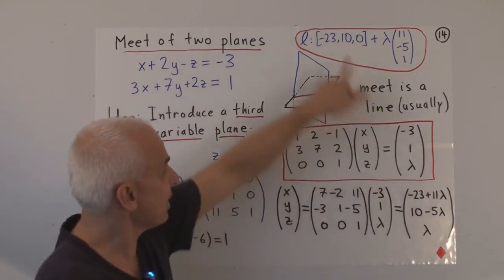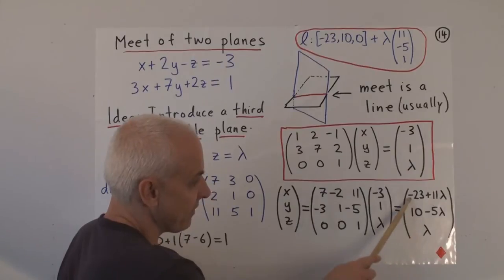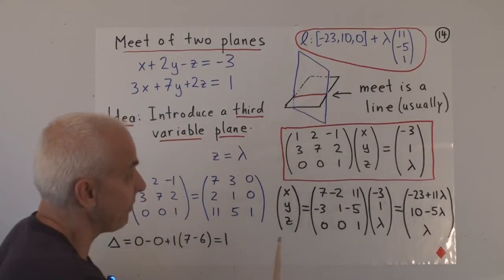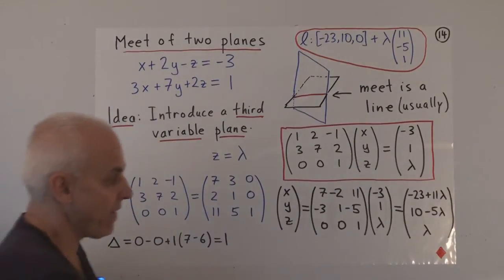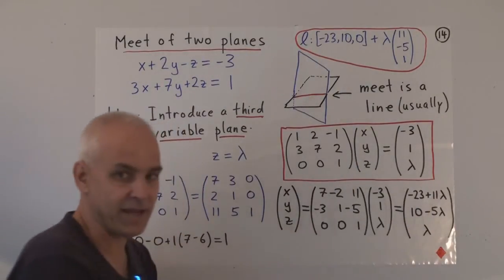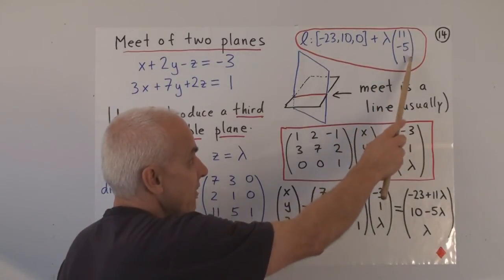And what is that point? It's up here, right here. I've peeled off the constant term, the stuff not involving lambdas, minus 23, 10, 0. And then I've taken the stuff involving lambdas and written it as plus lambda times 11, minus 5, 1.